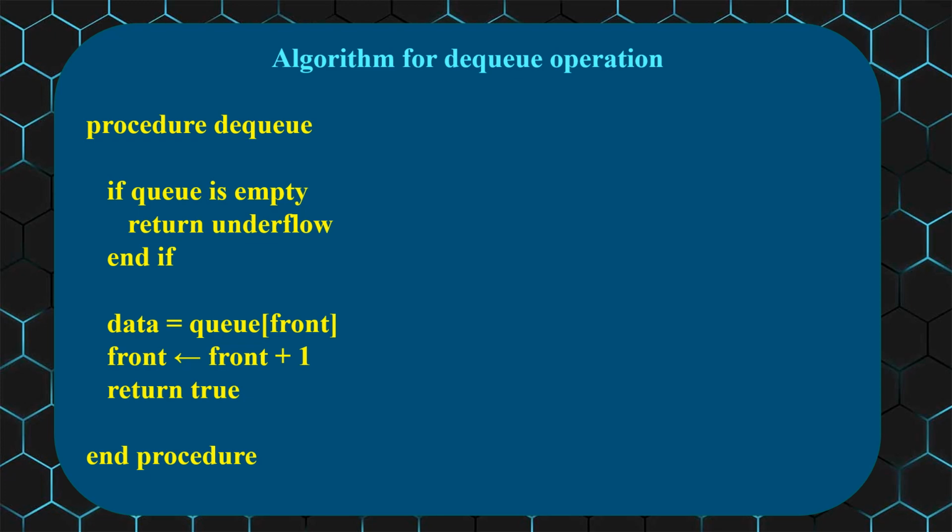And the procedure ends here. And in the conclusion, we can understand that queues offer a simple yet powerful concept for organizing and processing elements in a first come first serve manner.